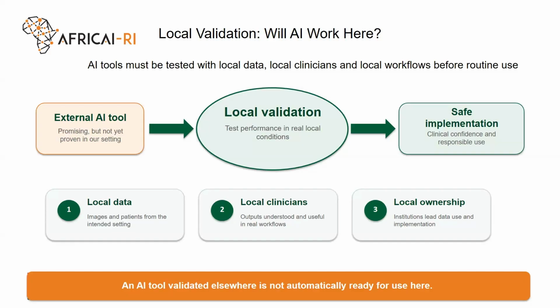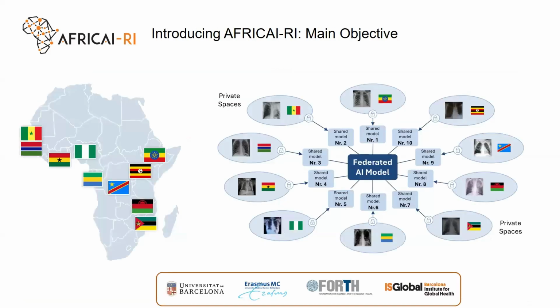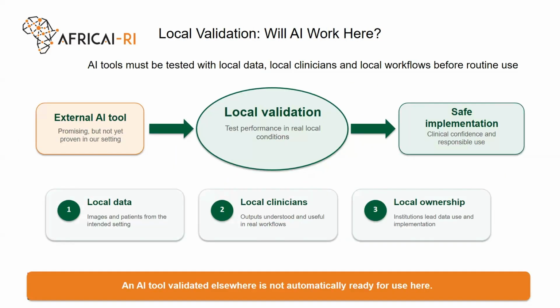This is exactly the gap that our project AFRICAI-RI is trying to address. We want to build local infrastructure. We need to build local data capacity and local validation for imaging AI in Africa.